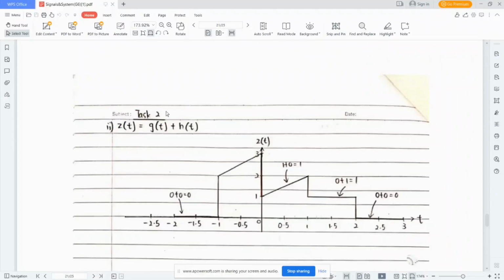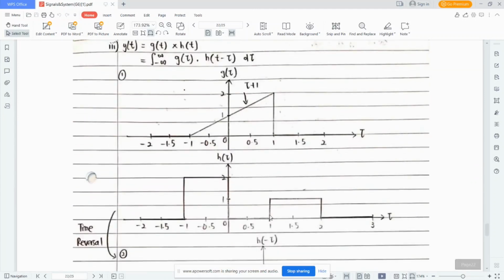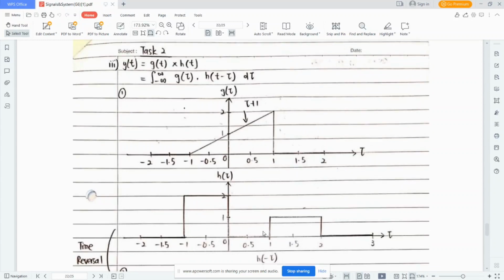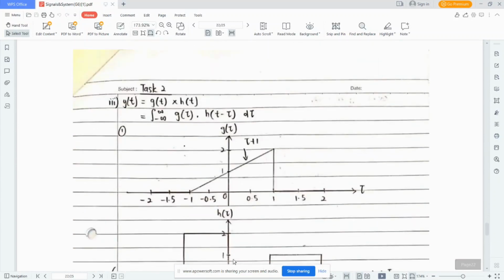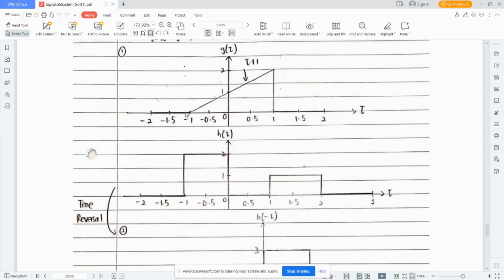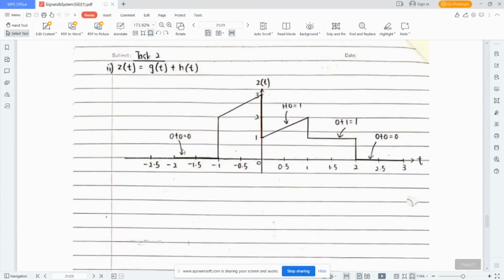Okay, let's continue task 2 part 2. The question given is to find z(t). So z(t) is equal to g(t) plus h(t). We can get this waveform by looking at the graph given. This is g(t) and this is h(t). So g(t) is a triangular waveform and h(t) is a multiple rectangular waveform. From here, we can see that before -1 it is 0 here and also 0 here. So 0 plus 0, we will get 0.